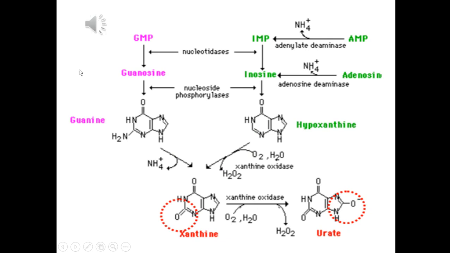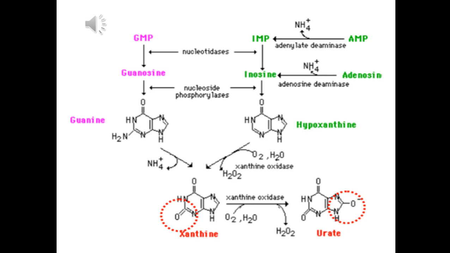This slide shows the steps of uric acid formation. If we start with a nucleotide, adenosine monophosphate can be converted to inosine monophosphate by adenylate deaminase enzyme. Inosine monophosphate is converted by 5' nucleotidase to inosine, which is a nucleoside. Then by nucleoside phosphorylase, inosine can be converted to hypoxanthine, which is a nitrogenous base, plus ribose 1-phosphate. This hypoxanthine can be converted to xanthine by xanthine oxidase enzyme, which is then converted to uric acid also by xanthine oxidase enzyme and then excreted in urine.